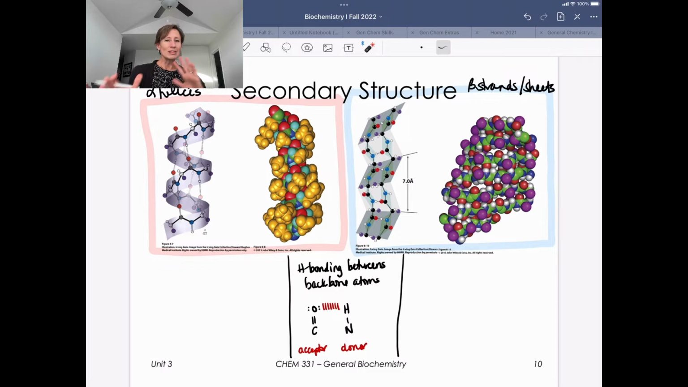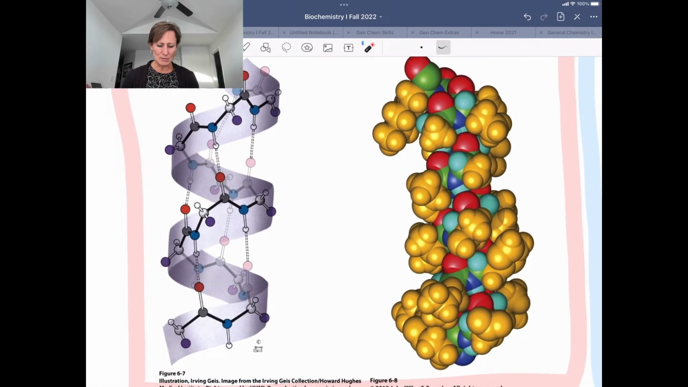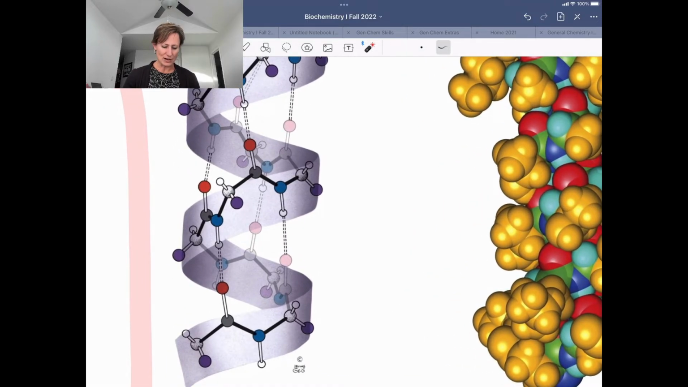Okay, so let's move over to the alpha helix world. Okay, so I have some models here to sort of demonstrate what we want to think about with alpha helices. So when we think about alpha helices, we are thinking about a coiled structure. So I want you to think about coils when we talk about alpha helices. So let's zoom in over here and we'll talk about some of the structural features that we see here.